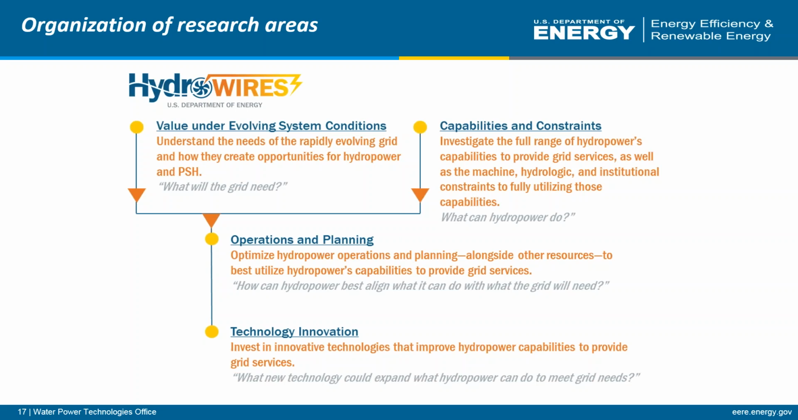Now, taking it up a level, we use the information from both of those research areas to look at operations and planning. Given that, how can hydropower best align what it can do now with what the grid will need in the future, given the integration of variable renewables? And finally, probably one of the most important things, what new technologies are needed in order to optimize hydro's role in the future grid's needs?